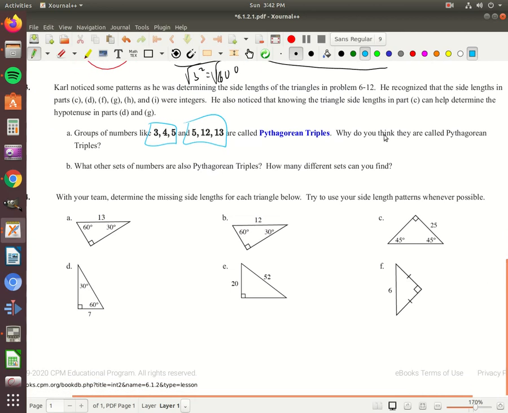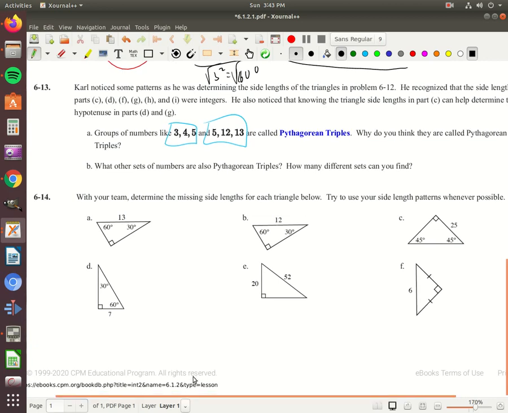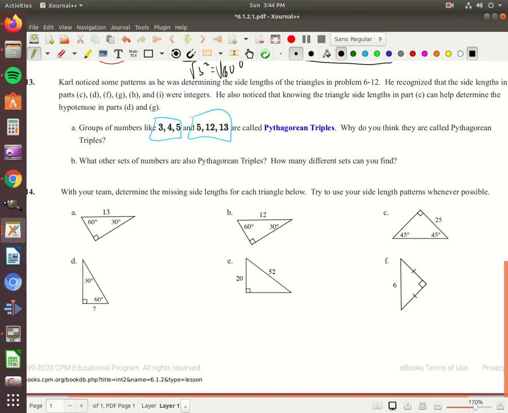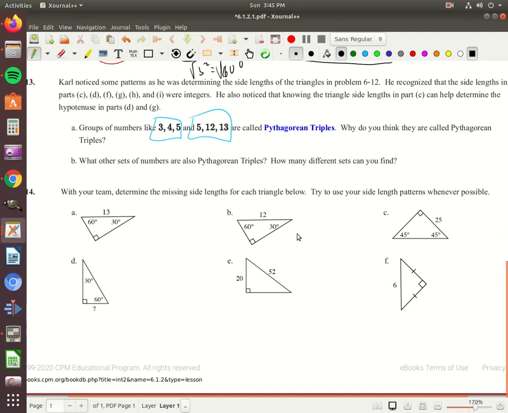And if we just sort of go here, again, it says, with your team, determine the missing length for each triangle. I don't know if I want to do 614. Let me pause and take a look and see which problems I want to do. It's more of the same, where some of these are going to be Pythagorean triples and some of them are just going to be special right triangles. So just some extra practice.